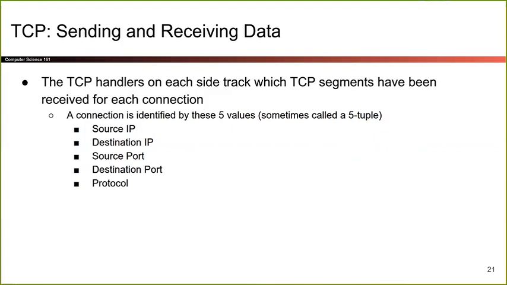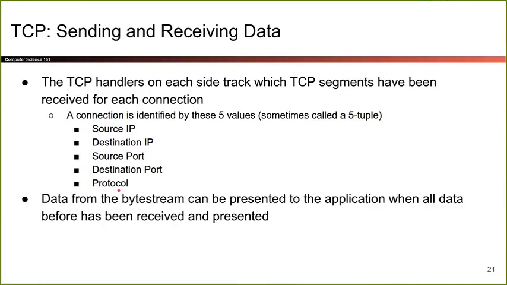That's a single connection. If I have a different connection on my computer talking to the same application on the server, that's a different connection. Or if the same application on my computer is talking to a different server application, that's a different connection. So every unique pair of sender and recipient is one connection. And that's why there are these 5 values. And I think the protocol is just always TCP or TCP over IP or something, but it's not that important.